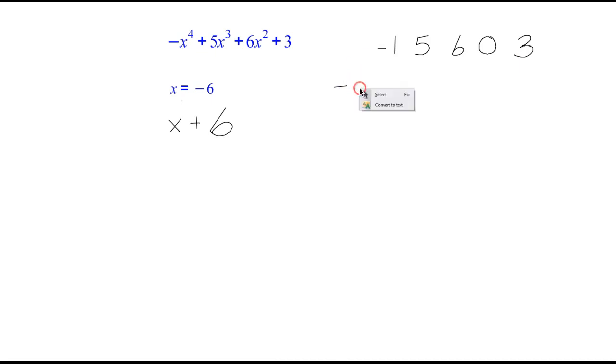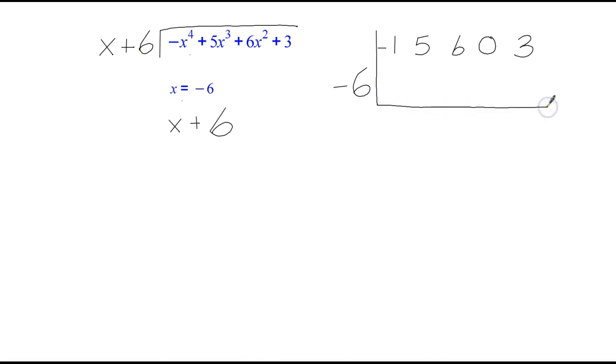Now what we're sort of doing with this is the idea of long division, where we took x plus 6, divided these pieces out, got a remainder, and put it over x plus 6. Synthetic division does that same thing, but in just a shortcut version.